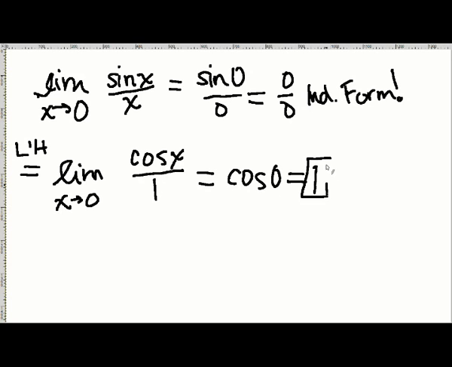And that is the answer we remember from Chapter 1. The limit as x goes to 0 of sine x over x is 1. We've seen it geometrically before, and now we're seeing it using L'Hopital's rule.